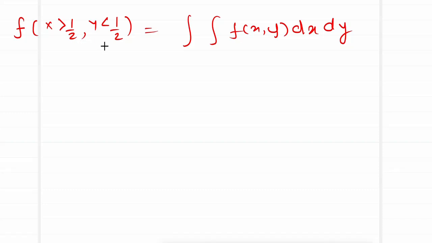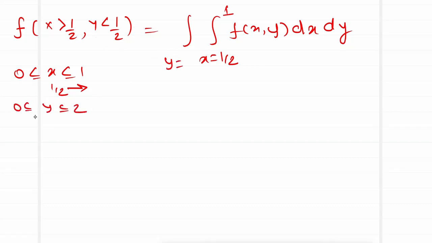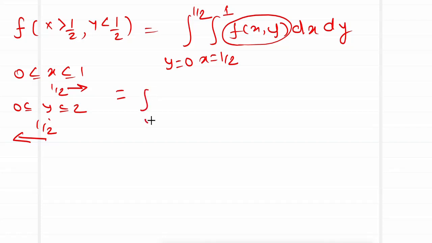Now coming to the limit of x, I know that x is going to be greater than half, so it varies between half to 1, because 0 is less than x less than 1, half is over here, greater than half is from half to 1. And the value for y is going to be from 0 to 2, and I want the value of y less than half, half is over here, less is moving to this side, so I integrate it from 0 to half. So the function to be integrated is the two variable function, not one variable. So keep in mind, I want from 0 to half, I want it from half to 1.